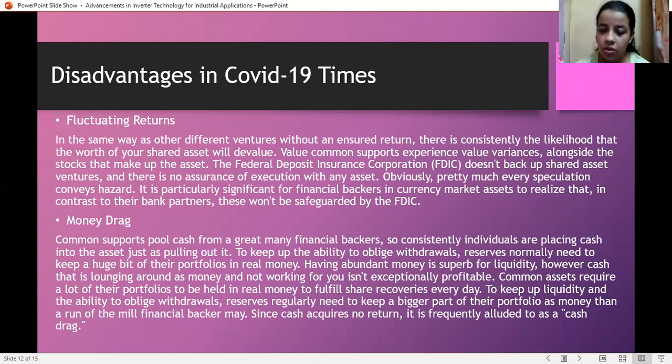Of course, almost every investment carries risks, like the mutual fund. This is the fluctuation in returns. Fluctuation has to be there as there is no guarantee of a particular part of return, a particular amount of return.